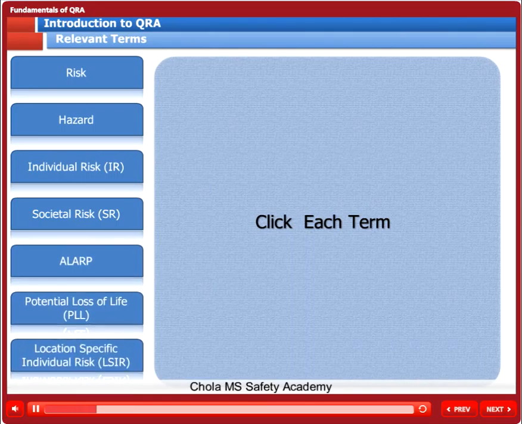Relevant terms. Let us look at some key terms used in QRA studies. Click on each term for their explanation.